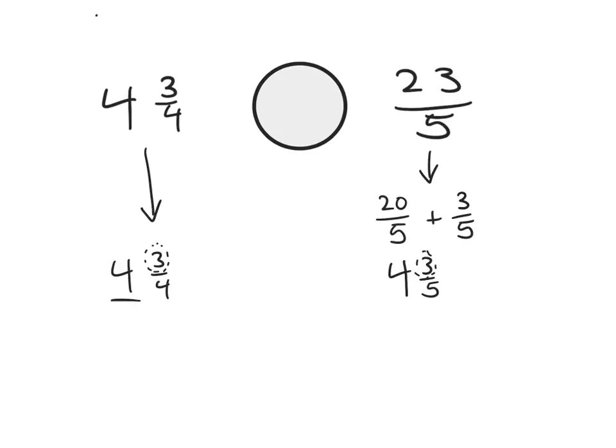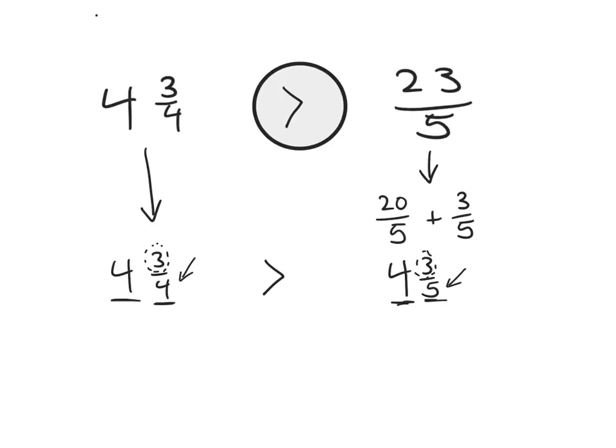Since our whole numbers are the same, 4 and 4, we can look at our fractions now. Since the numerators of our fractions are the same, we need to look to our denominators to see which unit is bigger. Here, I'm working with fourths. I have 3 of them. And here, I'm working with fifths. I have 3/5. I think in my head, well, fourths are bigger than fifths, so 4 and 3/4 must be greater than 4 and 3/5. If that's true, then 4 and 3/4 is greater than 23/5.